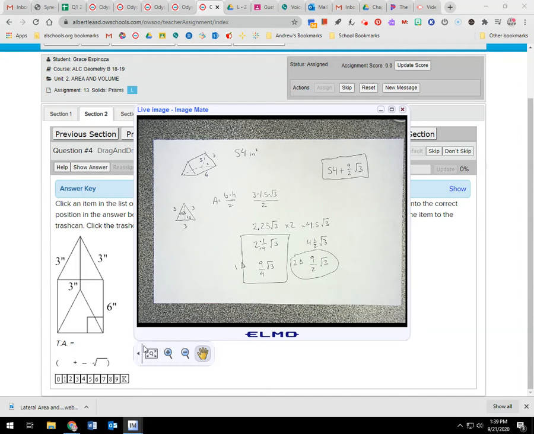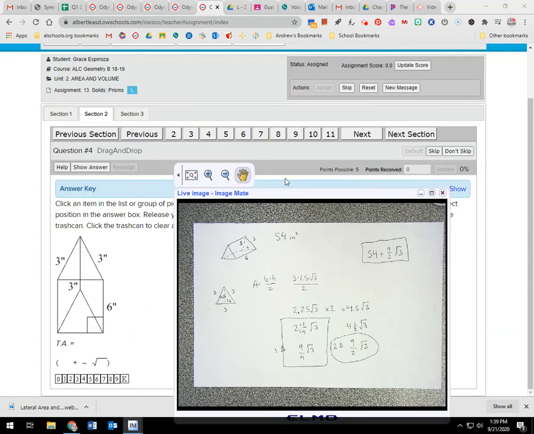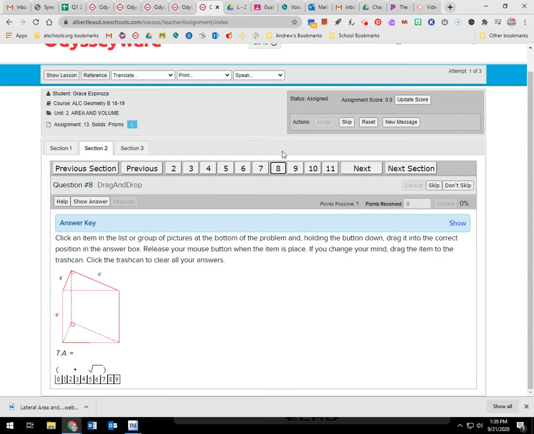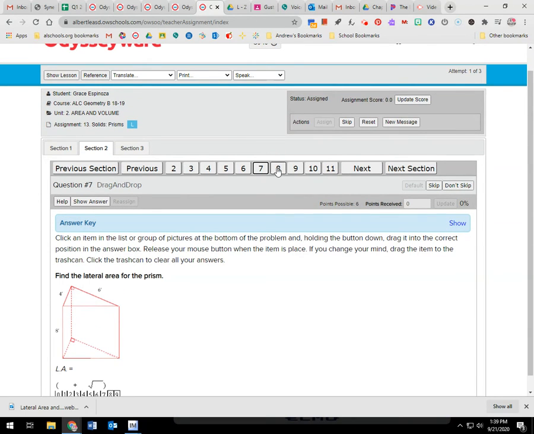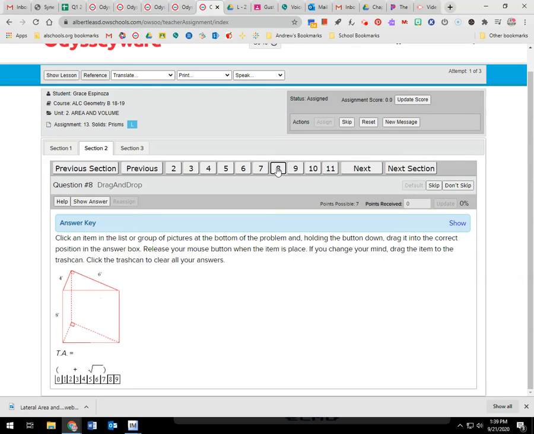Triangular prisms, a lot more work. There's 2 other triangular prism questions, I think, number 7 and number 8. One asks for the lateral area, one asks for the total area. If you're stuck on those, let me know, and I will walk you through those as well.